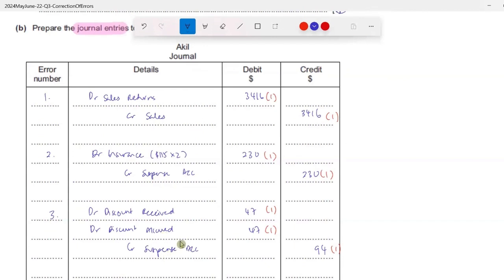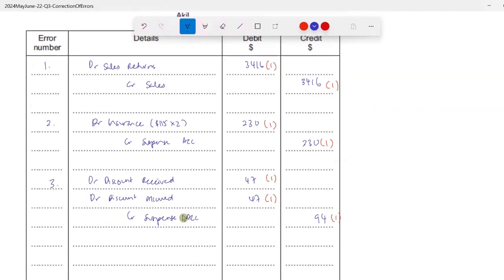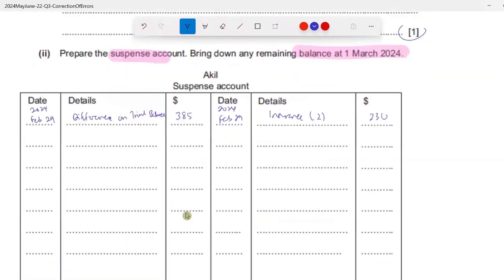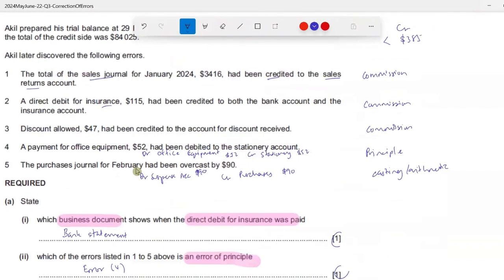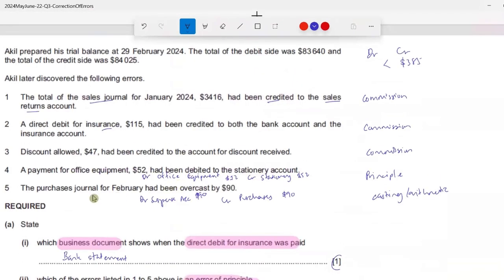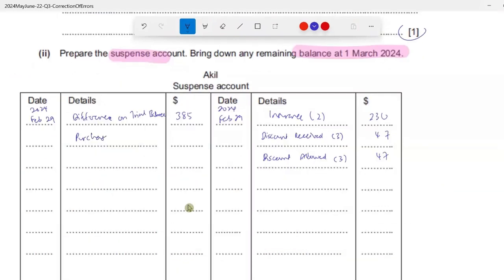Error number 3 would have the suspense account credited by discount received and discount allowed. So we record accordingly. Right. There are still other errors, although not inside the table for part B. We have made correction here. Right. Error number 5, we will debit the suspense account with $90 for purchases. That's from error number 5, $90. So all corrections done, we recorded into the suspense account.